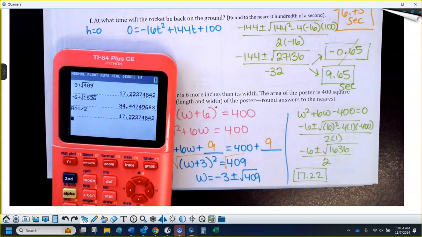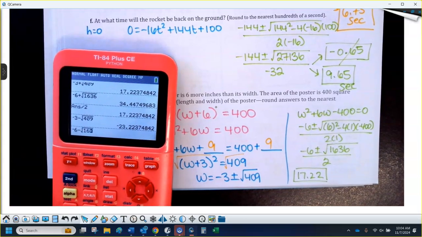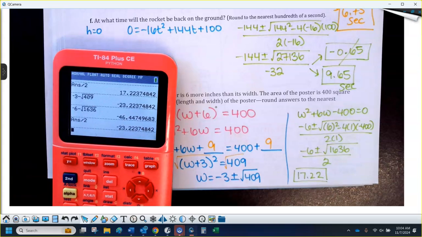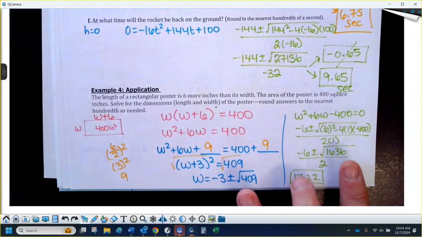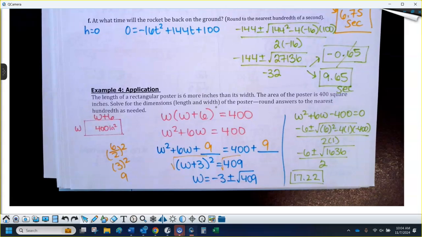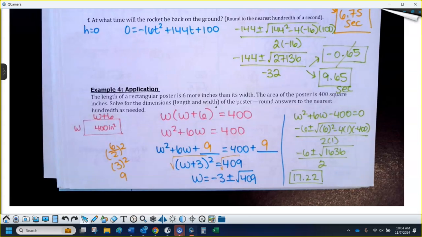Now, for both of these, if I do negative 3 minus root 409, or if I do negative 6 minus square root of 1636, and then I divide that by 2, again, you can see I got identical answers, but they were both negative 23.22. You can't have a negative length or width, which would be what's going on for this rectangle here. So the dimension I'd want to pick, but you could see I got the same answer, just two different methods for doing it. So if you like the completing the square better, cool. If you like the quadratic formula better, cool. It's your choice. You can pick whichever one you want since they didn't tell us what to do.